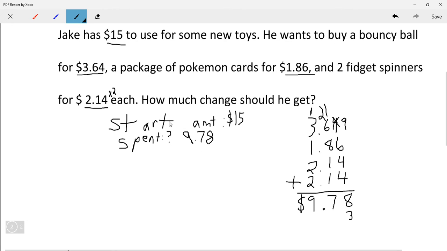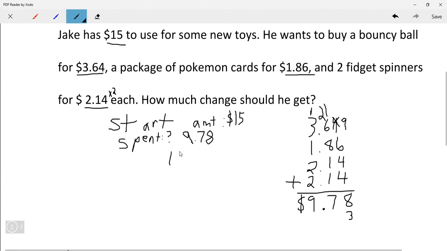So now, if he started with $15 and he bought things that cost $9.78, what we have to do now is subtract. We have to find the difference. If I paid $15 for $9.78 worth of things, then the employee is going to give me back some money. And we need to be able to figure this out so that when we're adults, if someone gives us back not enough money, we'll actually know. So how do we do 15 minus 9.78?